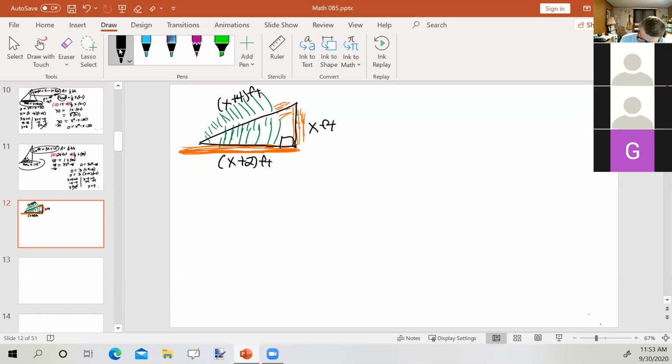Okay. So we're going to use the formula a squared plus b squared equals c squared. The hypotenuse, the long side of this right triangle, is up here, so I'm going to call that c. The 2 legs, I'm going to call a and b. Any questions before I go on?